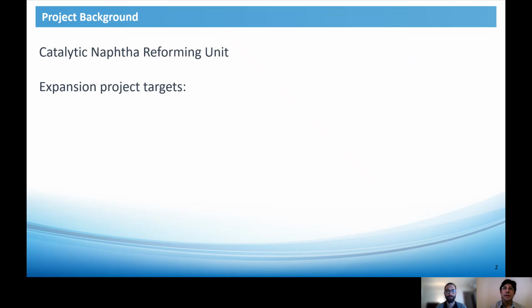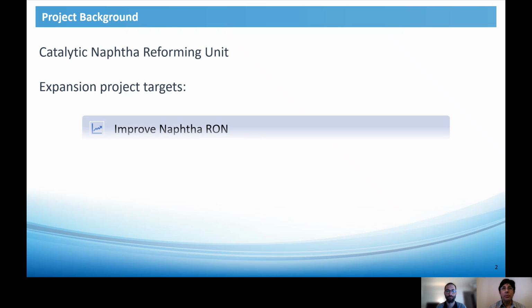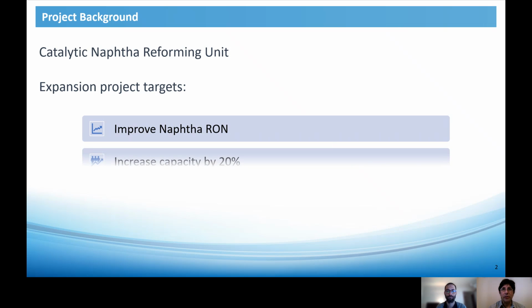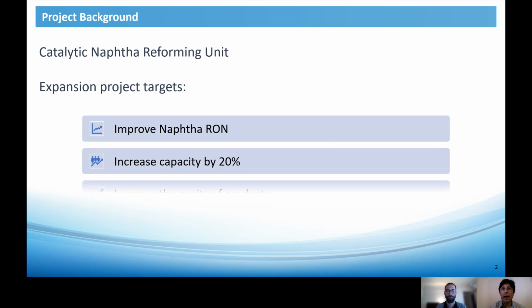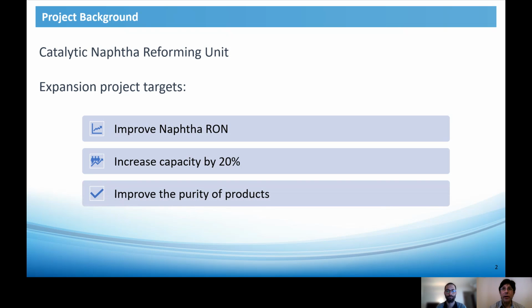First, let's see something about the project context. The refiner's primary goals for this unit expansion project were quite ambitious. In addition to achieving a better quality of the reformate with a higher octane number, a higher plant capacity was required at the same time. What's more, improvements in the purities of the products were also expected.